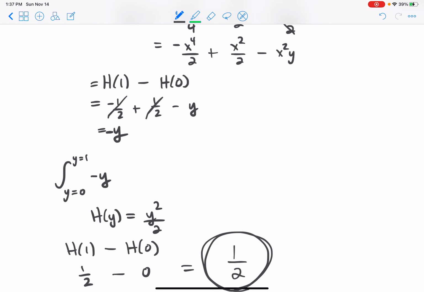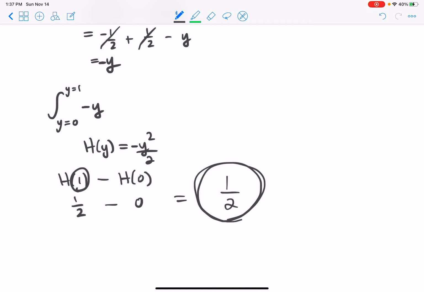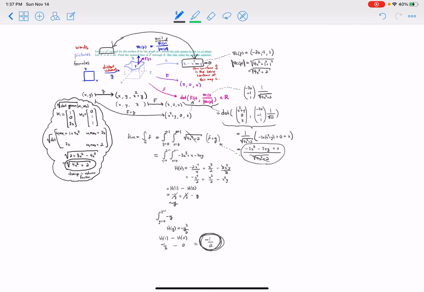which then means I'm integrating minus y. So the antiderivative needs to be minus y squared over 2, which means when I plug a 1 in to y squared over 2, I get minus 1/2. When I plug in 0, I still get 0. And so my final answer is minus 1/2. Okay. And so there are my two mistakes.